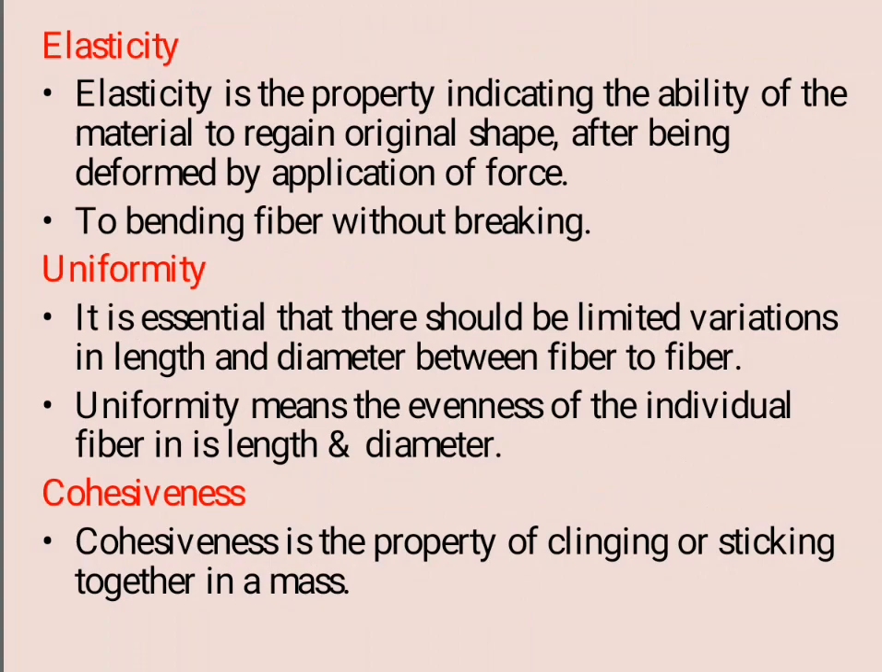Elasticity. Elasticity is the property indicating the ability of a material to regain its original shape after being deformed by application of force, bending the fiber without breaking. Uniformity. Uniformity should be a limited variation in length and diameter from fiber to fiber. Uniformity means evenness of individual fiber in length and diameter. Cohesiveness is the property of clinging and sticking together in mass production.